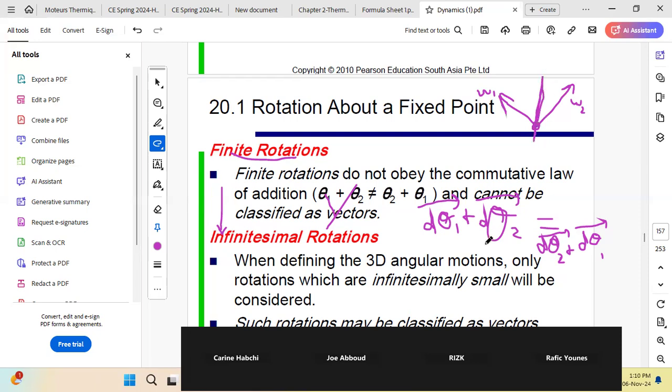And then we discussed that finite rotations are different. Theta 1 plus theta 2 is different than theta 2 plus theta 1 because you don't reach the same location. While for infinitesimal rotations, it doesn't matter if you rotate d theta 1 before d theta 2 or not. The summation will be the same, and you will end up with the same final position. Okay?